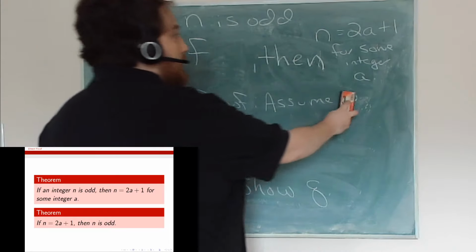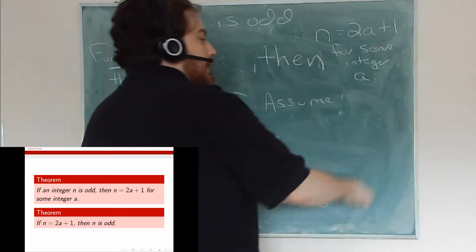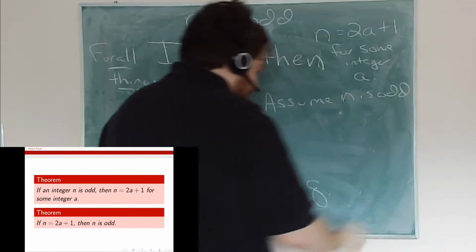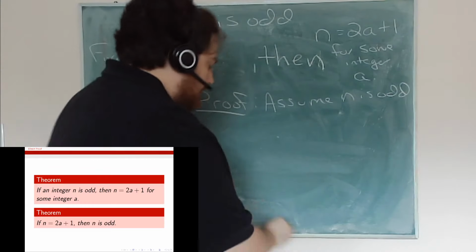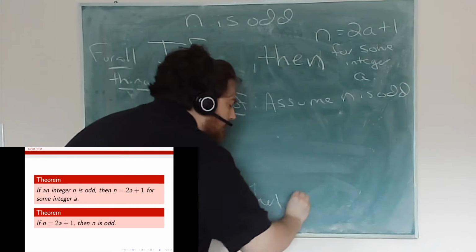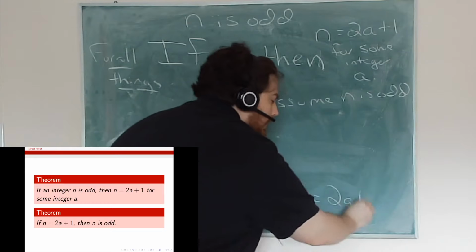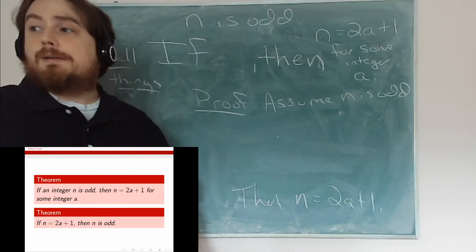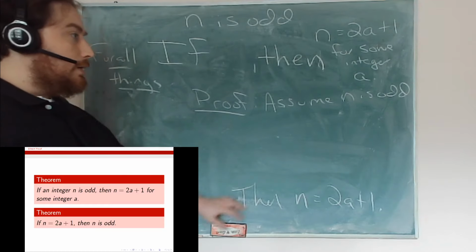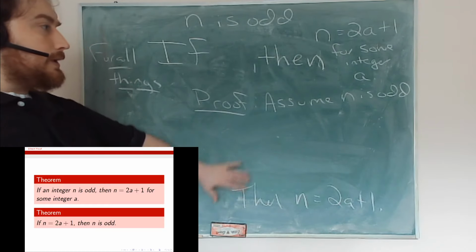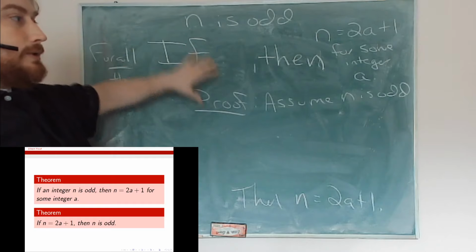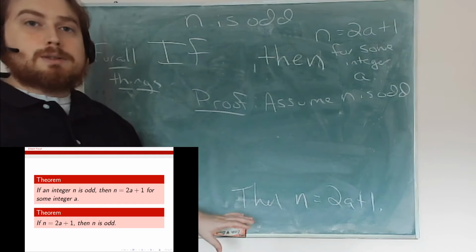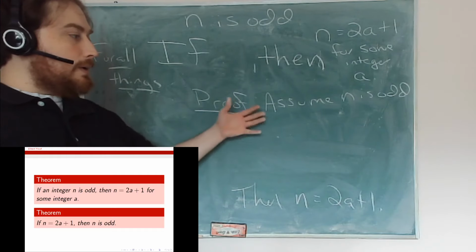So what I get to assume is that n is odd, and I have to show that n can be written in the form 2a plus 1. All right, so now, before getting too far in here, I just want to say that what we've done here is we've just set up the proof. We get to assume this, we have to show this. And so now there's stuff to do in the middle.